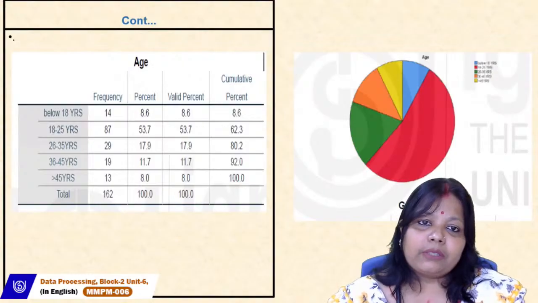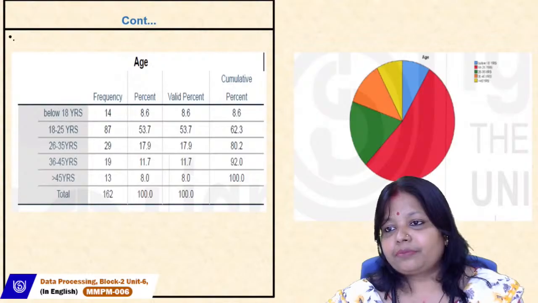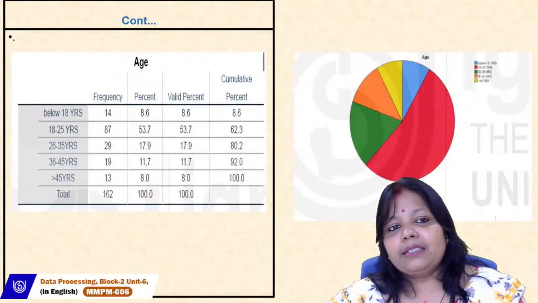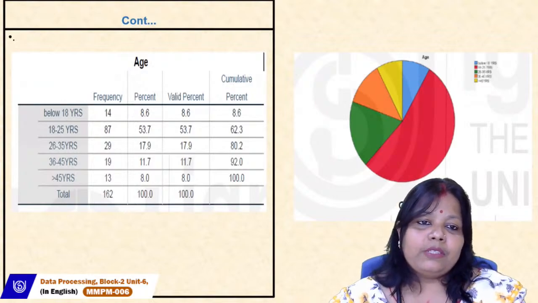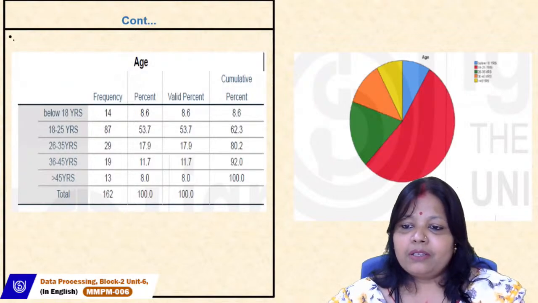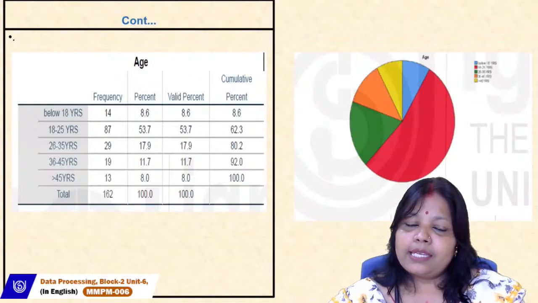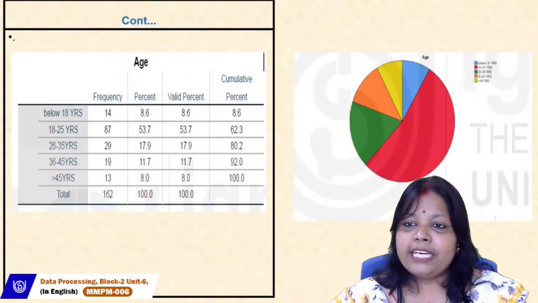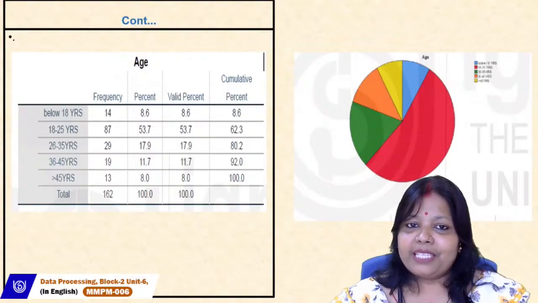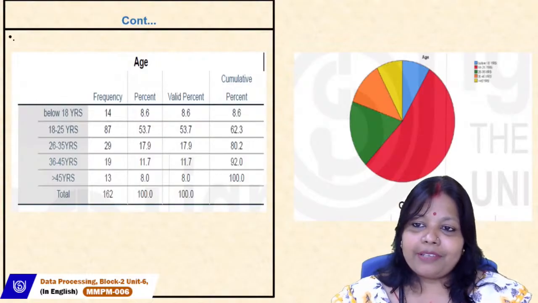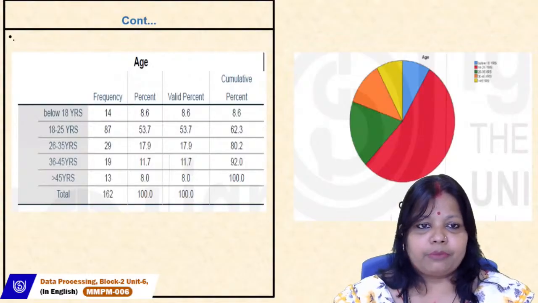So after calculation of this table, we have converted this table into a pie chart. No doubt, a table is very good, understandable, easy to understand, everything is there. But when I make this pie chart with different colors for the different age groups, it looks more beautiful, and a layman can easily understand what is there in the pie chart. It is called graphical presentation, whereas the left hand side is known as the tabular form of the data.